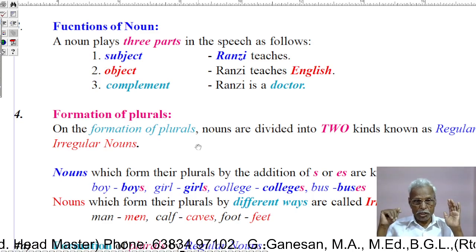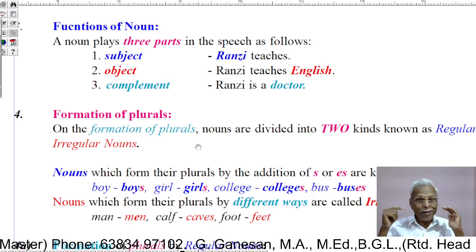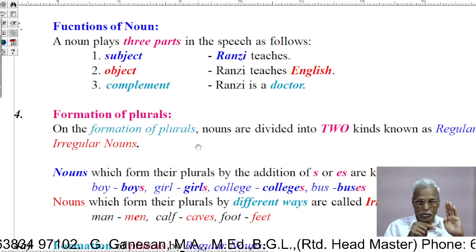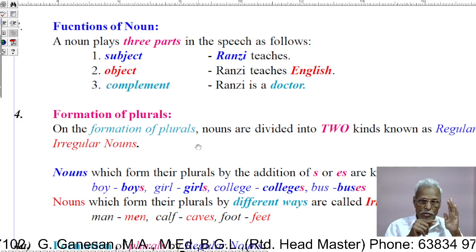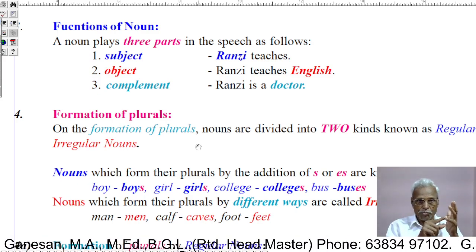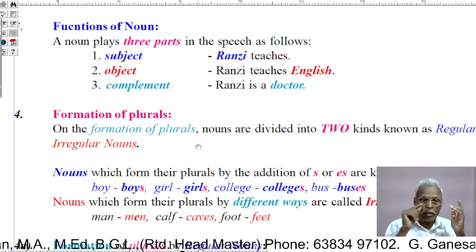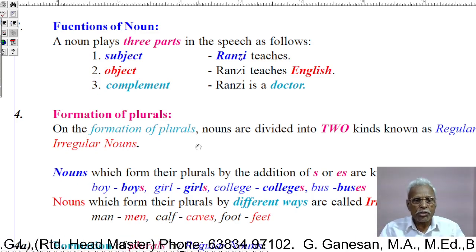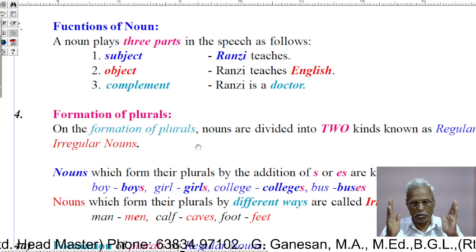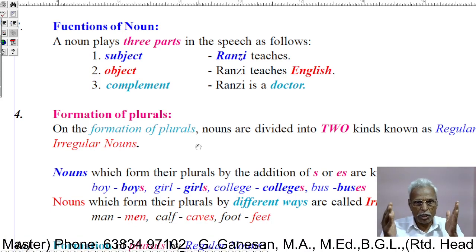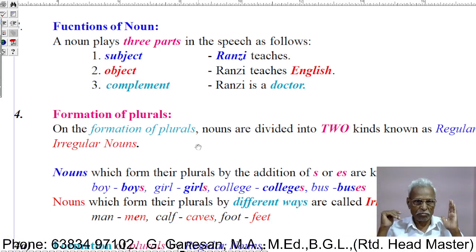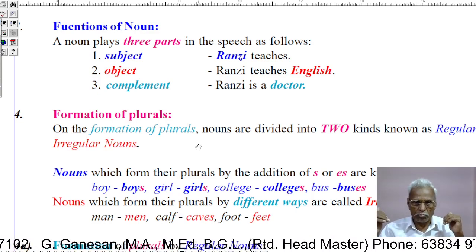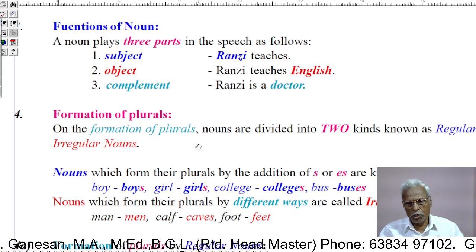Out of these 5 elements, the noun acts 3 functions. A noun can act as a subject, as an object, and as a complement. See the examples. Subject: Ronnie teaches. Here the noun Ronnie, a proper noun, has been used as a subject. Then object: Ronnie teaches English. English is a proper noun. That is a noun. It has been used as an object.